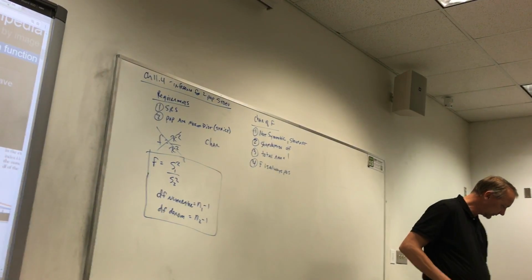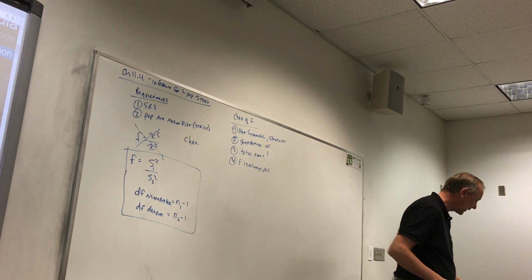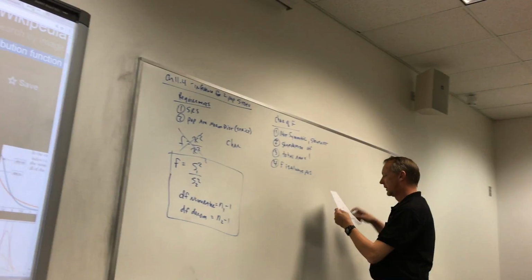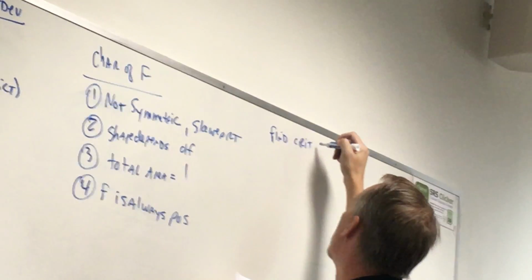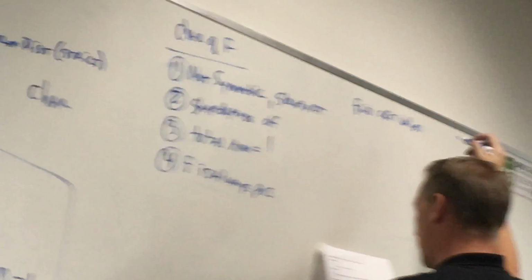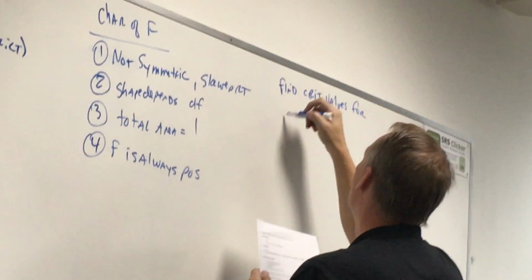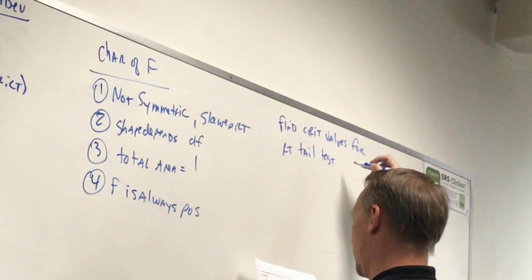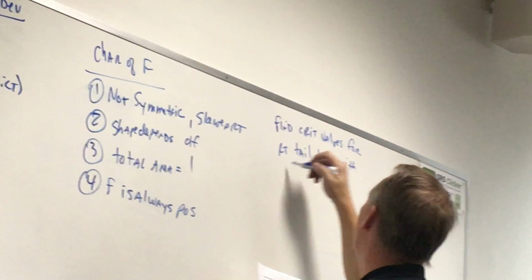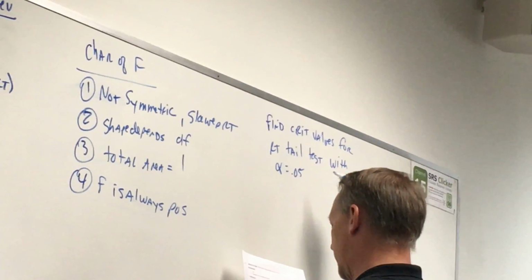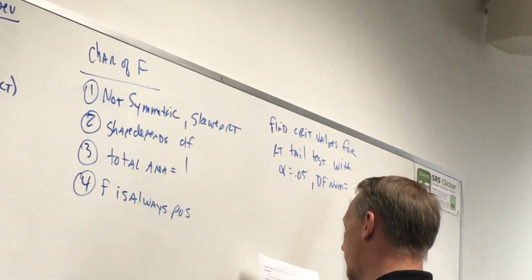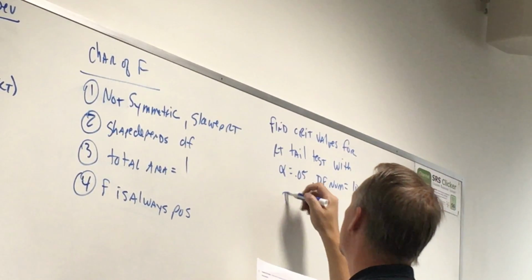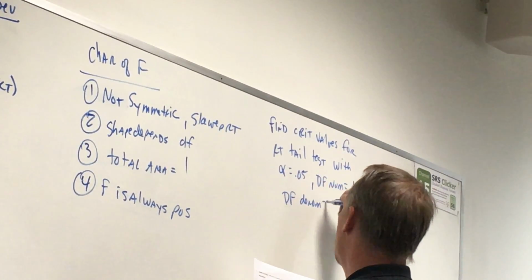Now, let's talk about how to find the critical values for a right tail test with alpha equal to 0.05, degrees of freedom for the numerator equals 10, and degrees of freedom for the denominator equals 7.